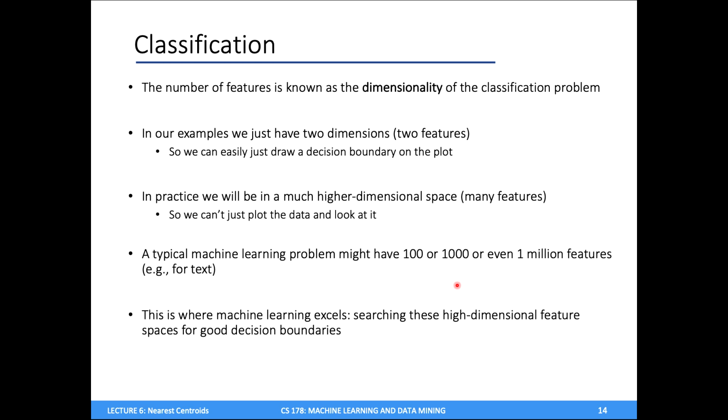But in practice, for most machine learning problems, we have a whole lot more than 2 features. So for instance, a typical ML problem might have something like 100 features, 1,000 features, maybe even 1,000,000 features if you've got a really big data set. And so trying to plot your data and draw a decision boundary by hand just isn't going to work for these kinds of problems. How could we possibly do this?